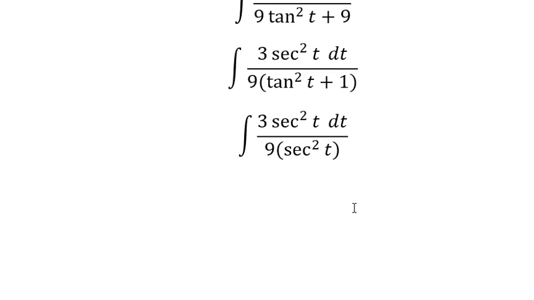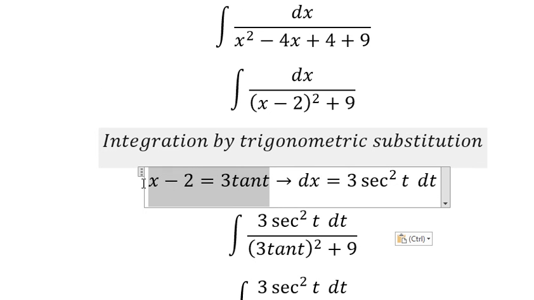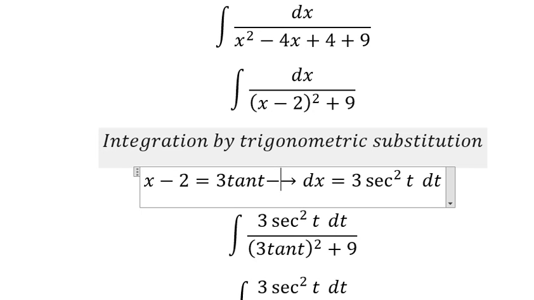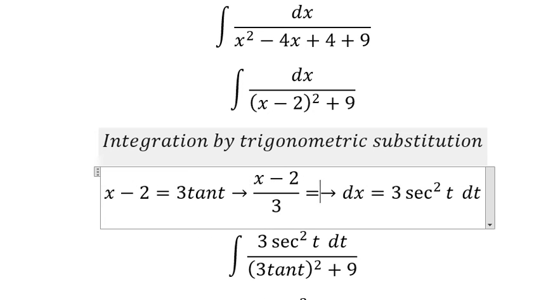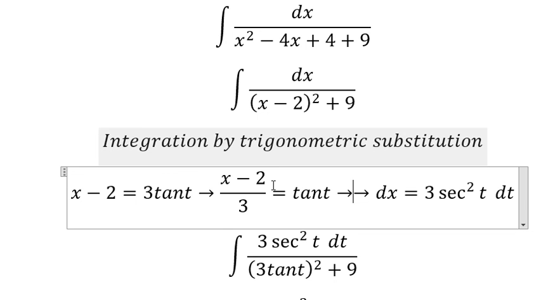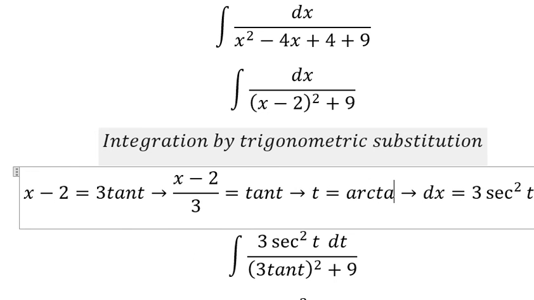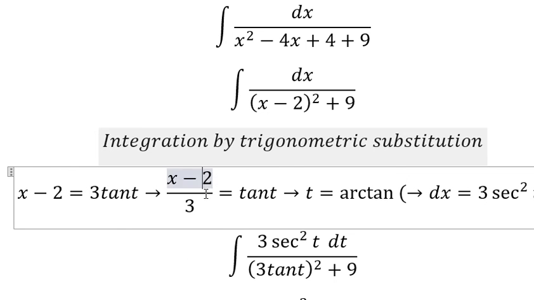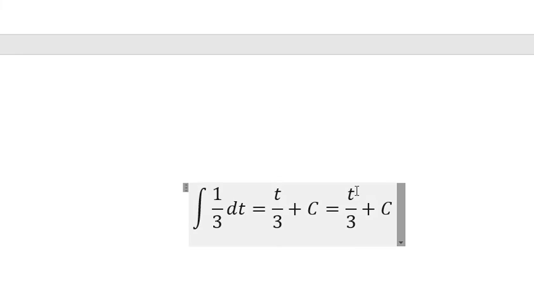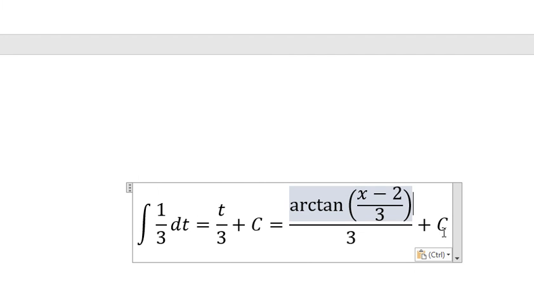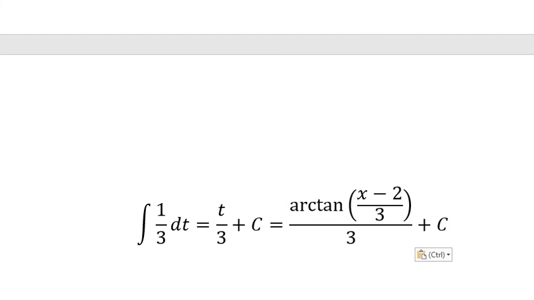About t, that is about this one. So we need to divide both sides by number 3. And we get t equal to arctan of this one. Now I will put this one to change for t. And this is the final answer.